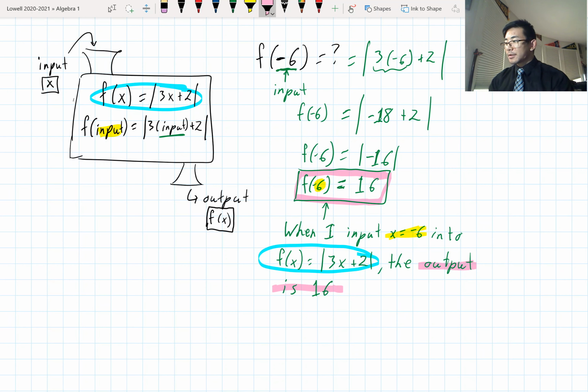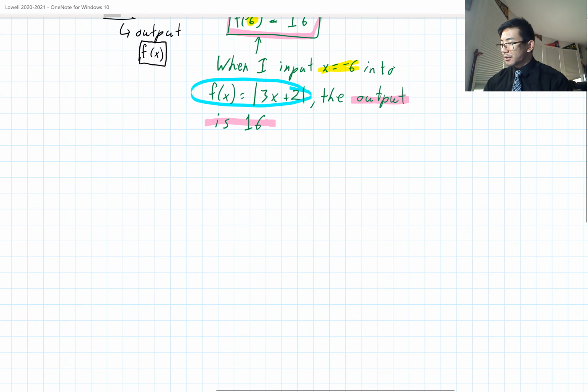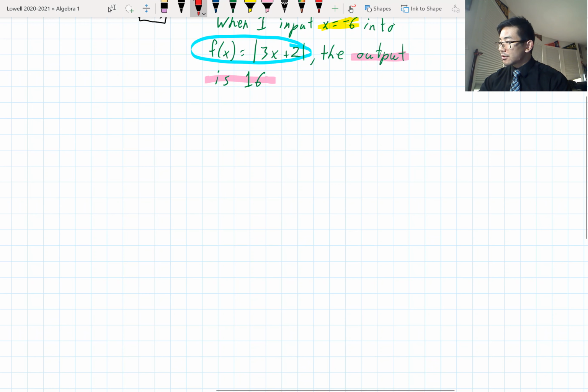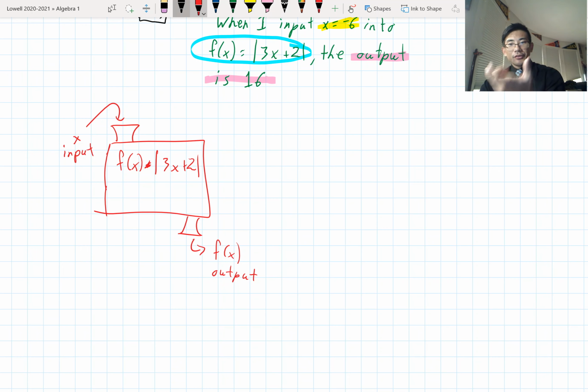Okay. So now let's try the opposite question. I'm just going to copy this part down to make space. Oops, that's the notes from class today. So again, our function machine, I guess it's in red now, f of x equals the absolute value of 3x plus 2. Again, my x's or my inputs go on the top. My outputs are the f of x. Again, those always exist. Like f of x is the output when you plug in x.